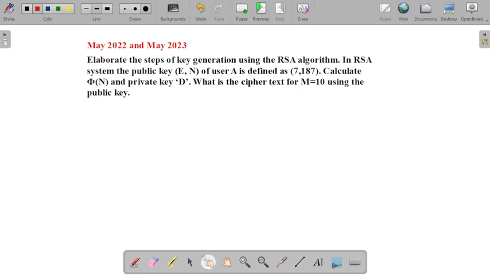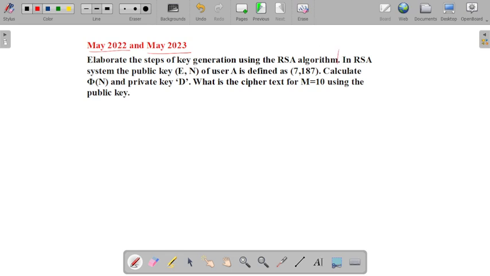Hello everyone, in this video I will show you how we can solve the example using RSA algorithm, and this question is asked in Mumbai University question paper in May 2022 as well as in May 2023. So in this example, what is given? Elaborate the steps of key generation using RSA algorithm.